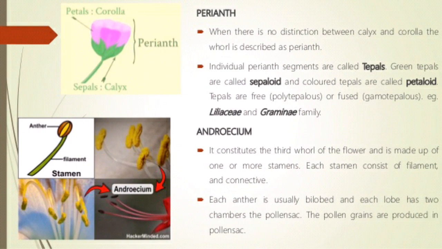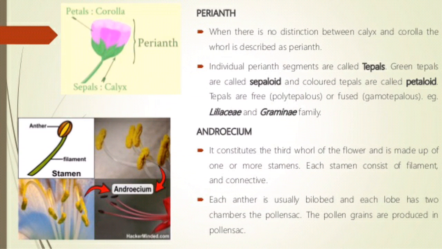Perianth. When there is no distinction between calyx and corolla, the whorl is described as perianth. Means fused sepals and petals is known as perianth. Individual perianth segments are called tepals. Green tepals are called sepaloid and colored tepals are called petaloid. Tepals are free, polytepalous, or fused, gamotepalous, as in the case of Liliaceae and Gramineae family. Liliaceae is the family of onion and Gramineae is the family of grasses, wheat.